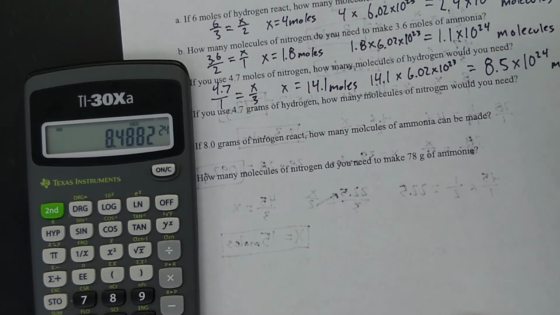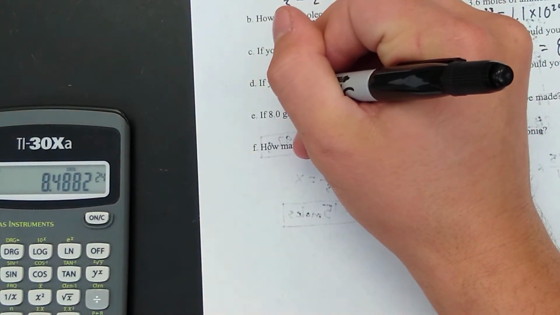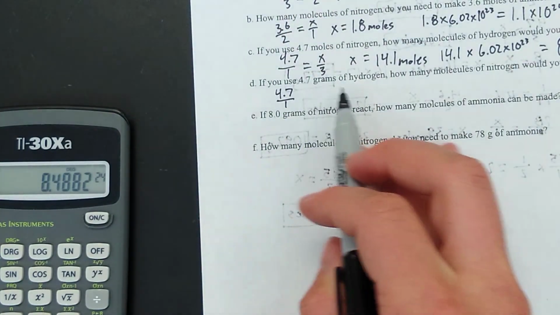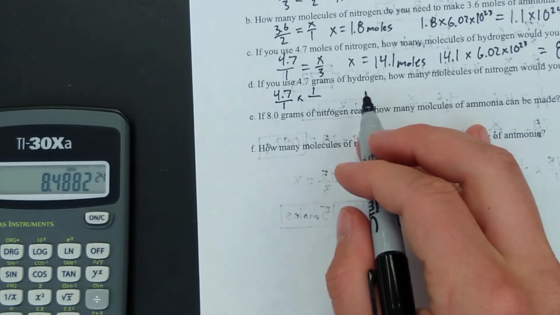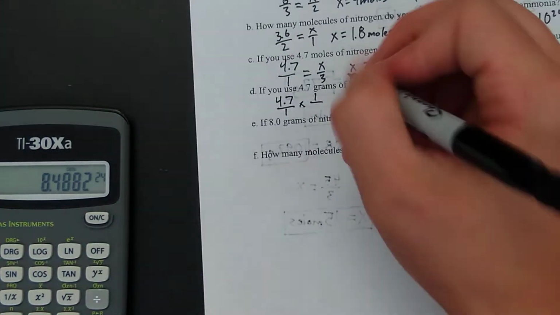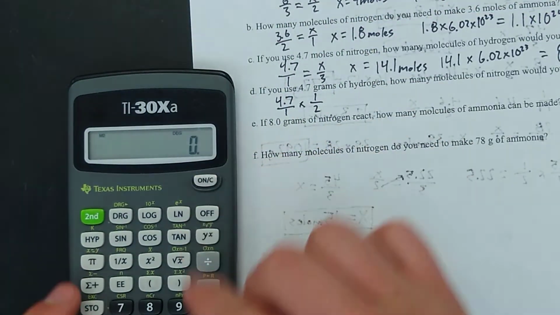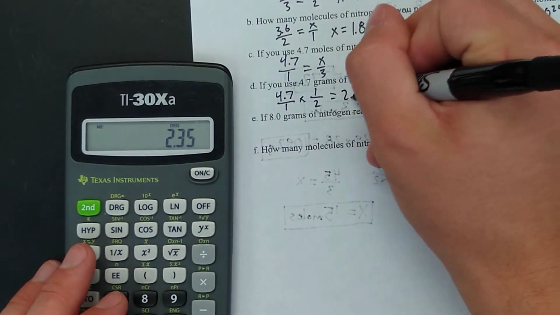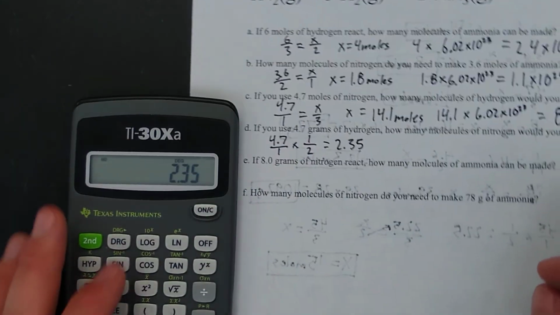Excuse me. If you use 4.7 grams of hydrogen, how many molecules of nitrogen would you need? Let's do 4.7 over 1. We want to convert this grams into moles, so 4.7 over 1 times 1 over, we're looking at hydrogen. Hydrogen is H2. H2 is 2. So 4.7 over 1 times 1 over 2. We're going to just do this. 4.7 divided by 2 equals 2.35.